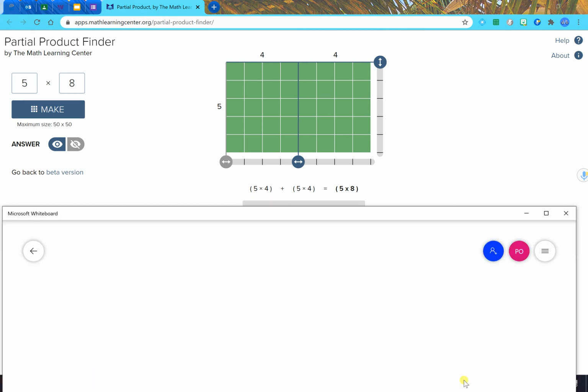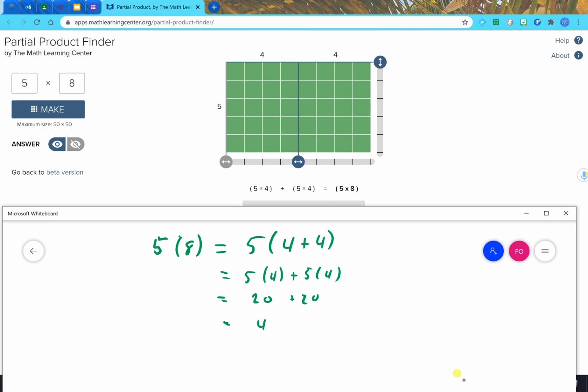Now, the reason why I bring this up is because I want to show you what this would look like if I were to write it down on my paper. 5 times 8 is really the same as 5 times 4 plus 4, which is 5 times 4 plus 5 times 4. And I said that was going to be 20 plus 20, which is 40. And sure enough, 5 times 8 is 40.